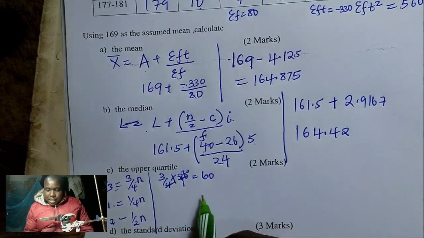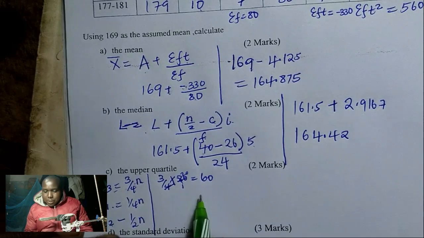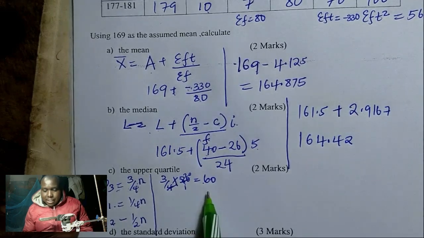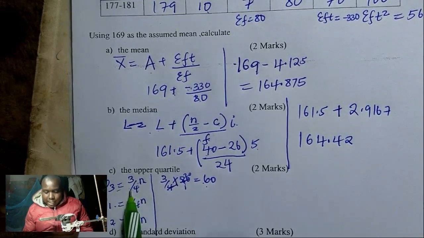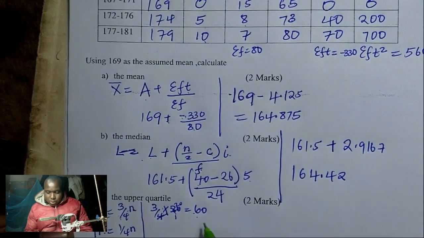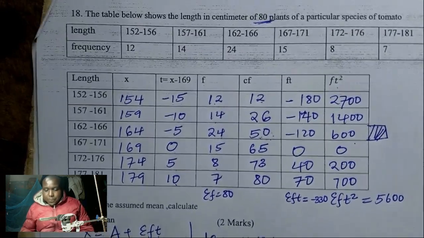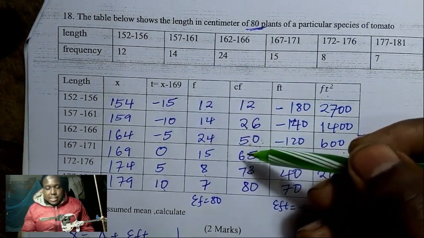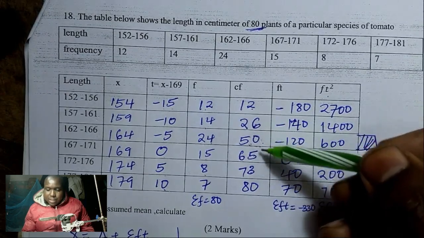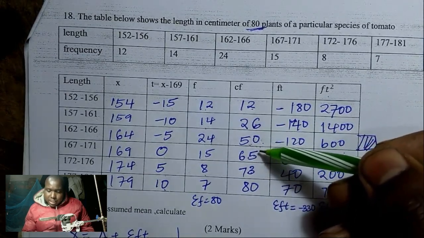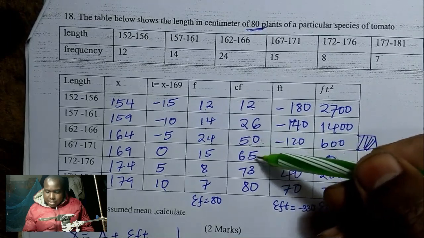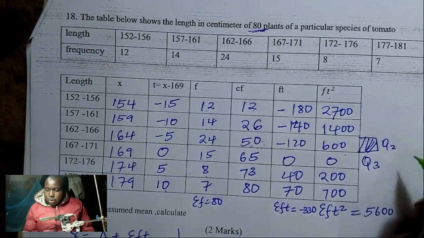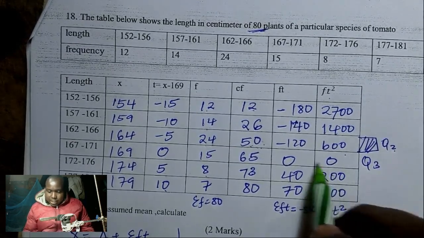So 60 is the cumulative frequency that will give us the upper quantile class. So we come here, so it is 60. We look at 60. Where do we have 60 here in the cumulative frequency? Where we have 60, that's where we are. So you can see we don't have 60, but 60 lies between 50 and 65. So it is in this class. So this is Q3. This was Q2. Q2 is the median. So Q3 is found in this class.